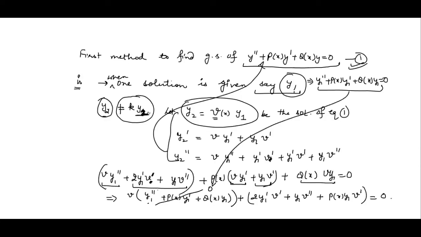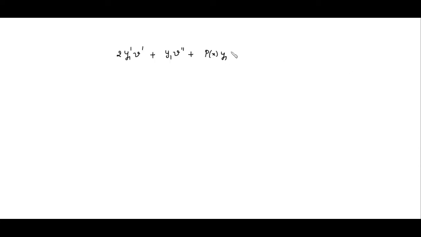So what will we have? We have 2 y1 prime v prime plus y1 as it is v double prime plus p(x) y1 v prime, equals 0. Now we can separate the variables. We can club these v prime terms and take this term to the left hand side or right hand side. Keep this on the left hand side and take all the rest of the terms to the right hand side.